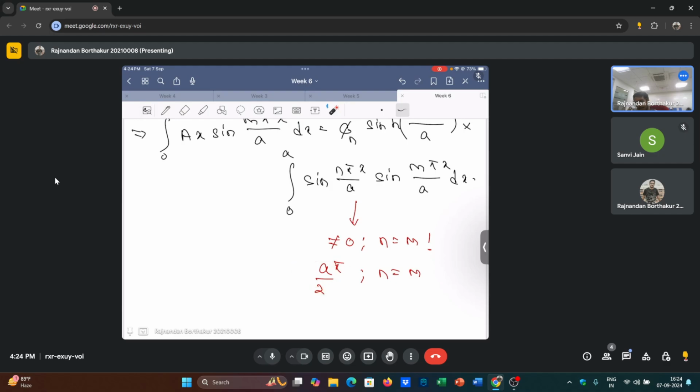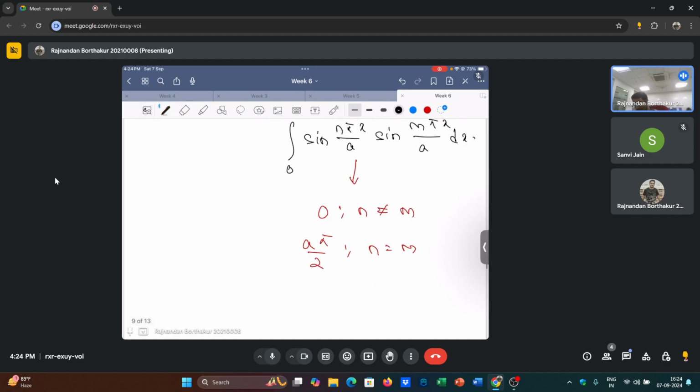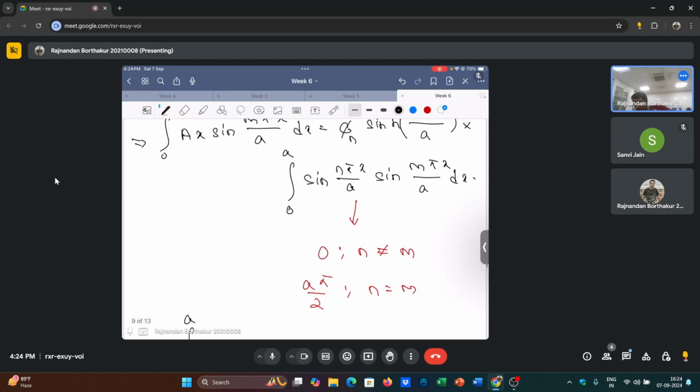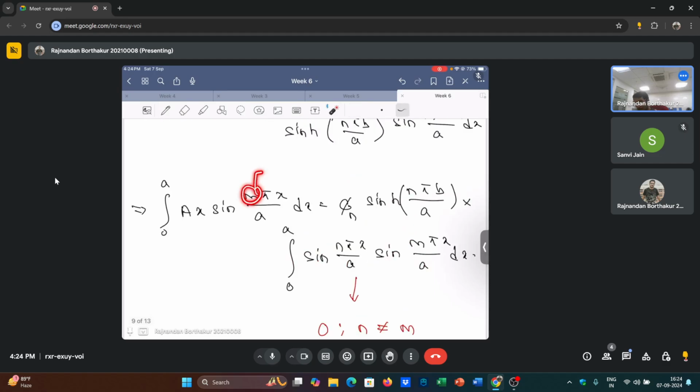But nevertheless, this is equal to a pi by 2 when n is equal to m. Just one second, let me make this clear. What I meant is that this should be 0 when n is not equal to m, and this would be a pi by 2 when n is equal to m, which means I can simply write this, using the orthogonality principle, as integral 0 to a ax times sine m pi x by a dx, with n equal to m, because for all other cases when n is not equal to m, this integral is equal to 0.